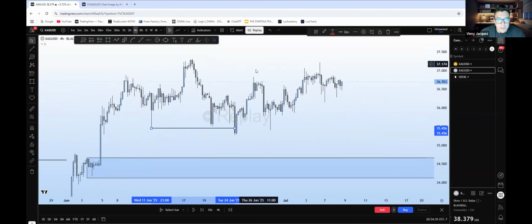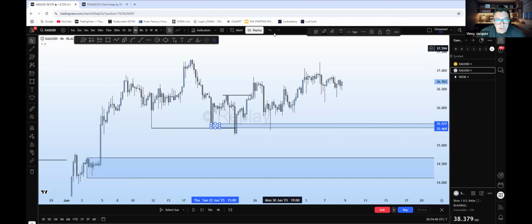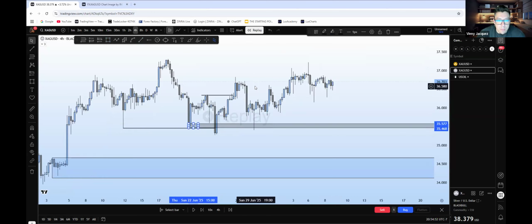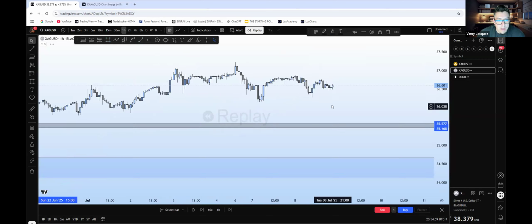We sweep liquidity. And then we change direction early right here. And then the market gives me my right shoulder and continues higher, right? So now, as I follow structure here, the market just gives me everything I need to see. As we drop down, let's take a look.